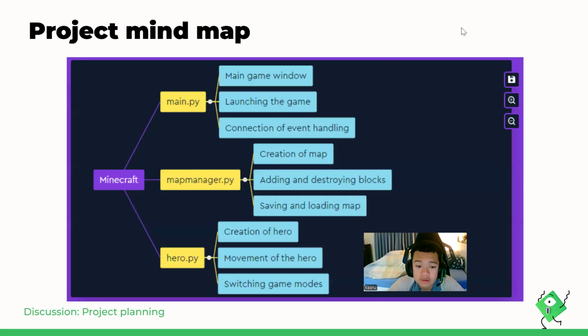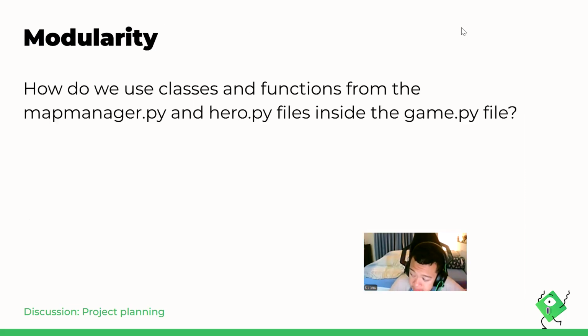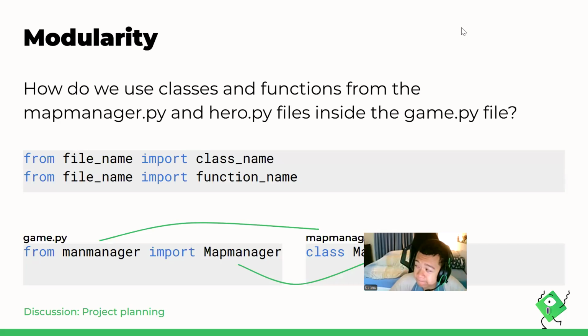Okay, so what is it? As you can see, for the project mind map we will try to create something just like this. We have the Minecraft, we set the main.py, the main game window, launching the game, connections of the headband and link, and also the map manager itself, which handles creation of the map, adding and destroying blocks, and saving and loading the map. And for the hero.py, we go for the creation of the hero, controlling the hero, and switching the game modes. And then we go again about modularity. So how do we use the classes and functions from the map manager.py and hero.py files inside the game.py file itself? Basically we can go here.